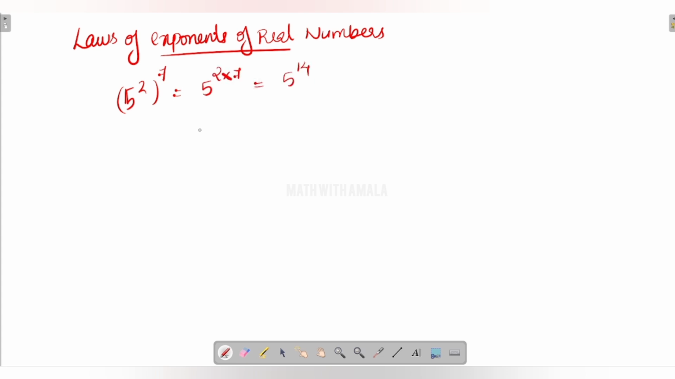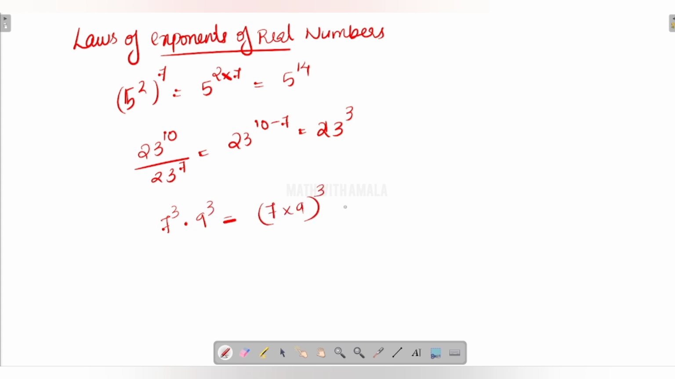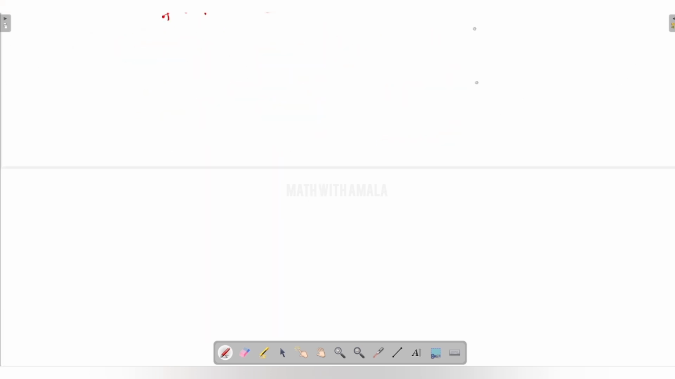Here is laws of exponents of real numbers. I have taken some numbers for the power of power and also for the division and also for the multiplication. Here (5 square) whole raised to 7 is power of power. Here (a raised to m) whole raised to n is equal to a raised to m into n. Next one is the division: a raised to m divided by a raised to n is equal to a raised to m minus n, which is actually 23 cube. Now 7 cube into 9 cube is actually, we know, (a into b) whole cube. So that is 63 cube.